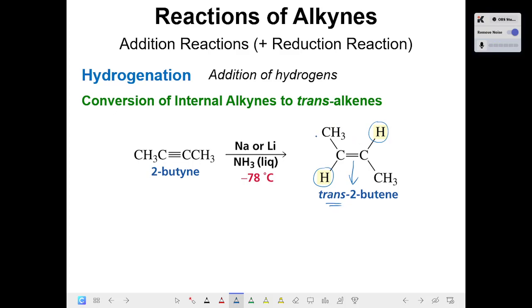When we say trans, the similar groups are on opposite side of the double bond. So, from 2-butyne with this reagent will form your trans-2-butene.